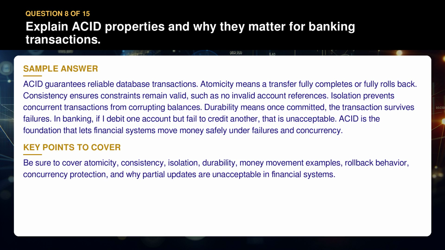Be sure to cover atomicity, consistency, isolation, durability, money movement examples, rollback behavior, concurrency protection, and why partial updates are unacceptable in financial systems. Question 9.